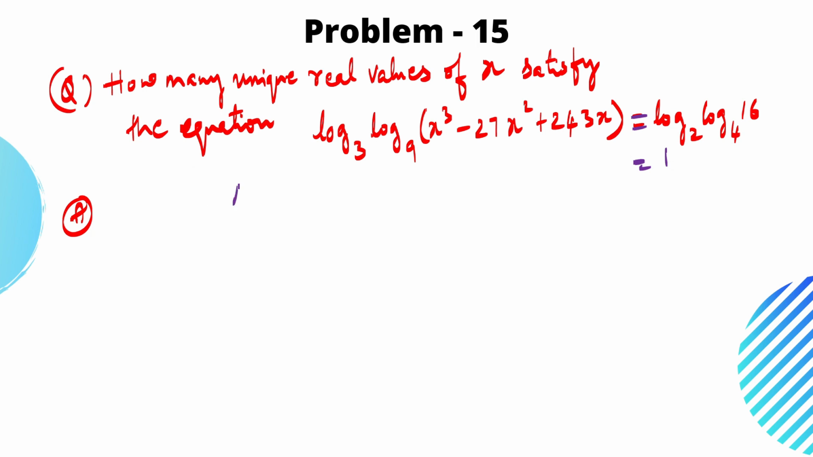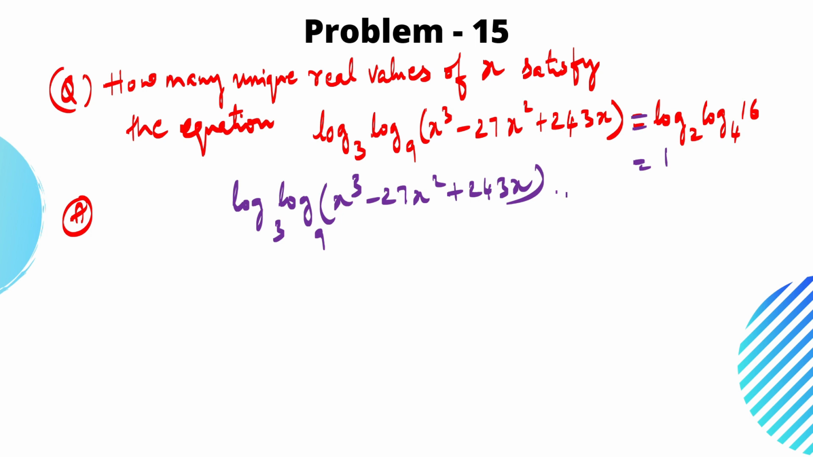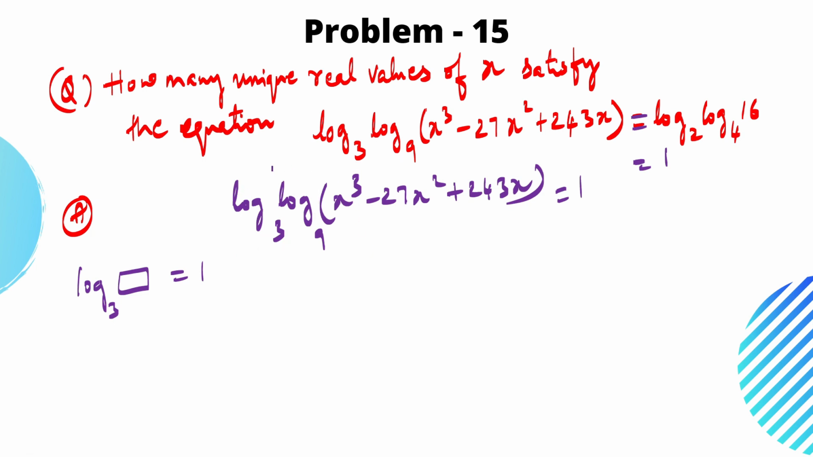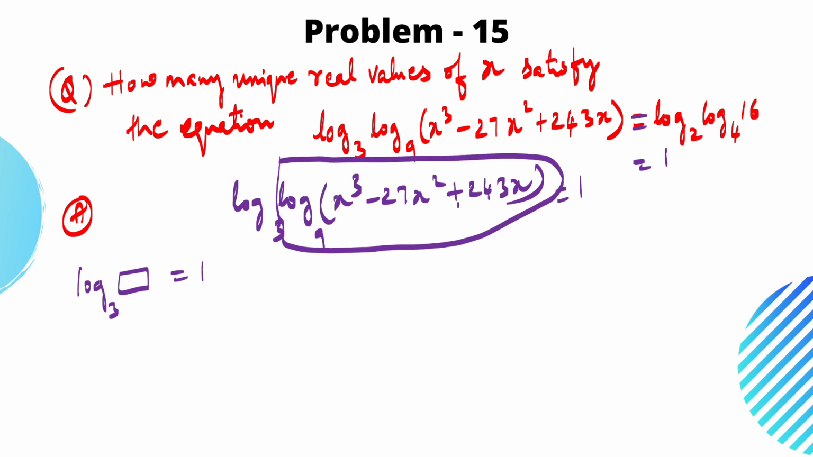Alright. So log of x cube minus 27x square plus 243x to the base 9, this is equal to 1. Just observe, if we take this as a unit, just recall the anticlockwise direction of logs. Log of something to the base 3 is equal to 1. We are considering this whole part as a unit, so log of this unit to the base 3 is equal to 1.